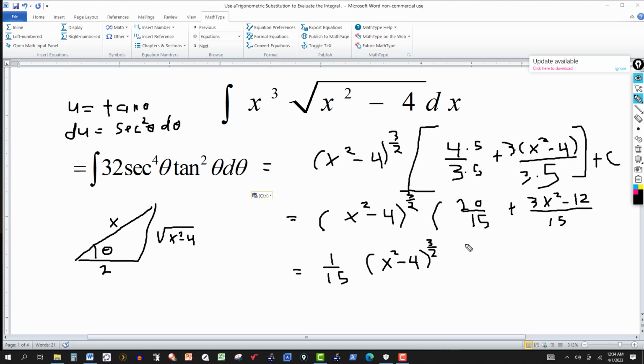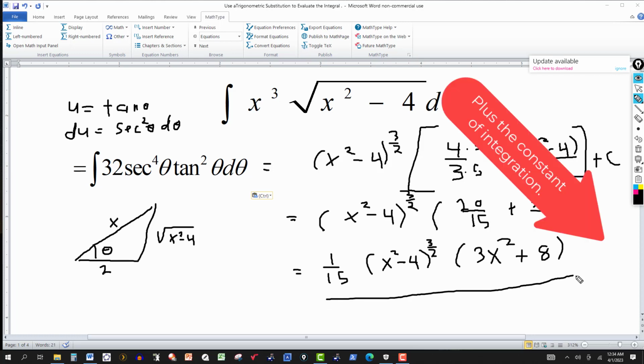to the 3/2 power. And this inside then, after I've taken out that 15, can be written as 3x squared plus 8. Again, remember I factored out the 1 over 15. That's why I didn't have the denominator. So the answer in the back looks like this, at least in our textbook. But the answer that I gave you first, that will work too.